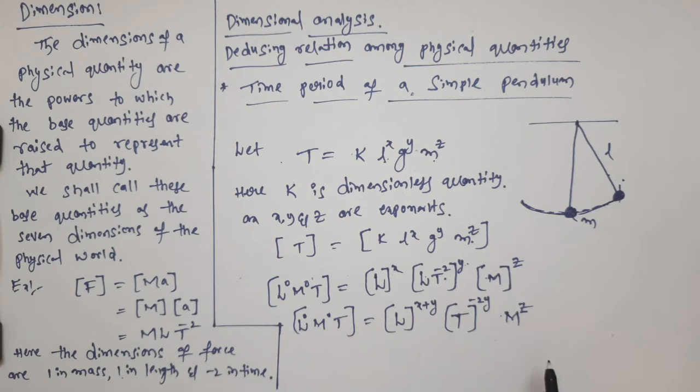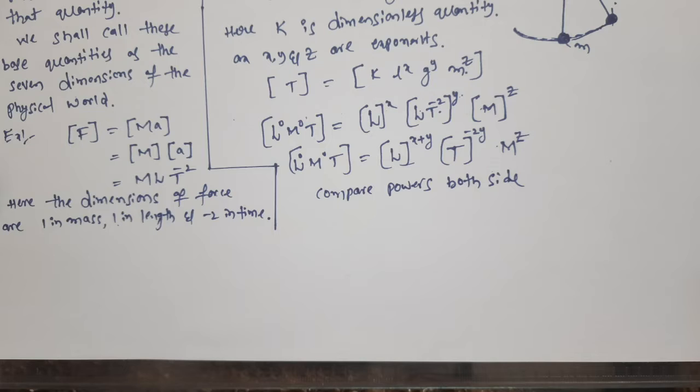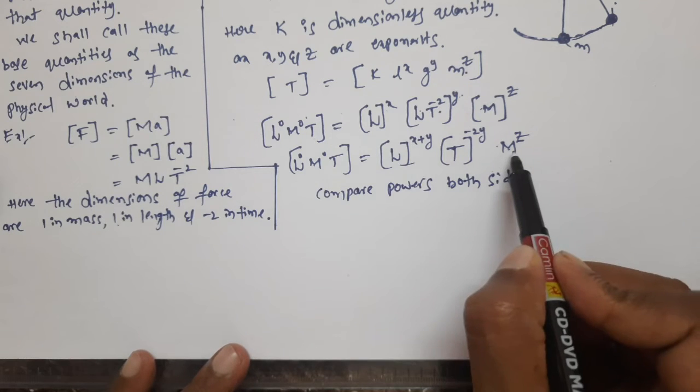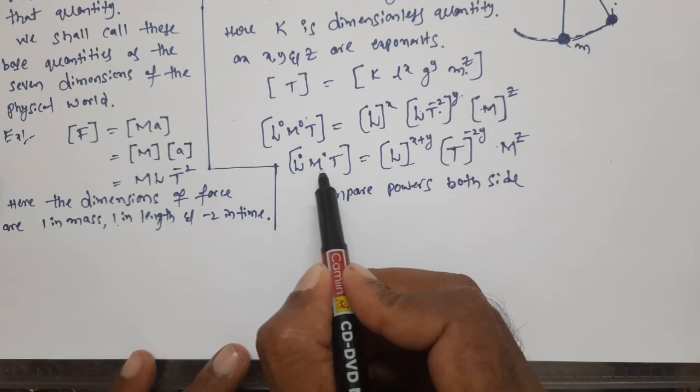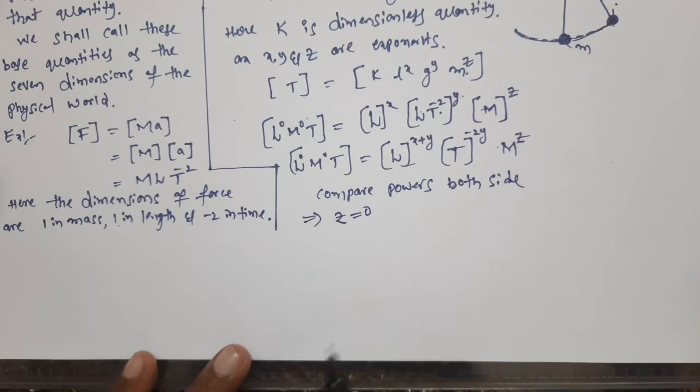So this side and this side, now we have L M T and this side also we have L M T, right? Or L T M, whatever you call. Now compare powers both sides. When you compare powers both sides, what do you get, guys? First let us write M power, because M power z is there. We get z is equal to 0 directly.